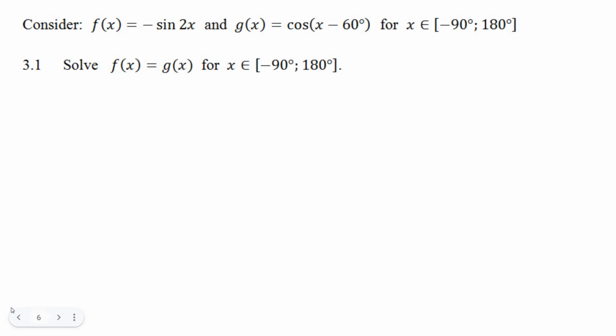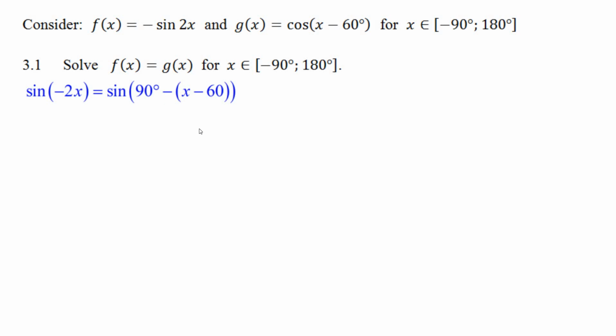Okay, this is another finding a general solution, because they say we're supposed to find out where f equals g. We're solving the trig equation where minus sine 2x equals cos(x minus 60). But there's a big trick here, and it's a couple of things that are just not so easy.